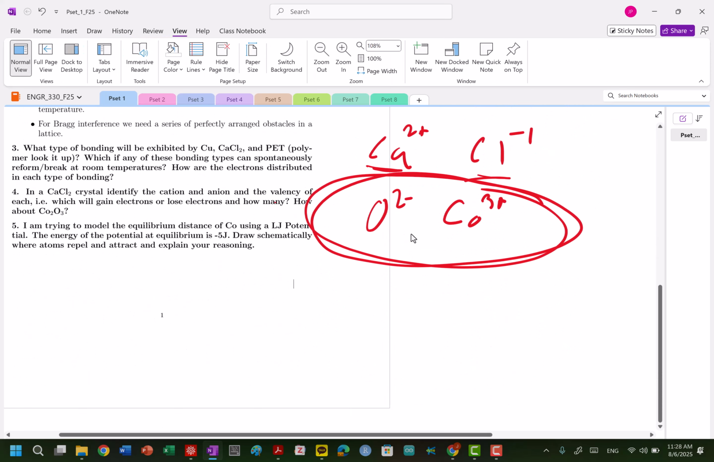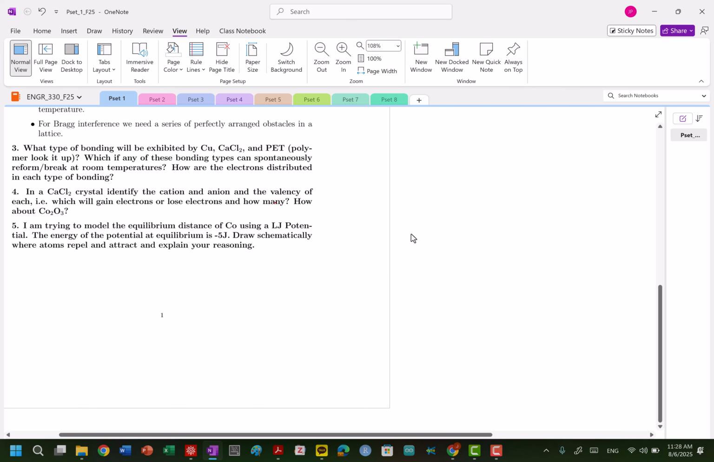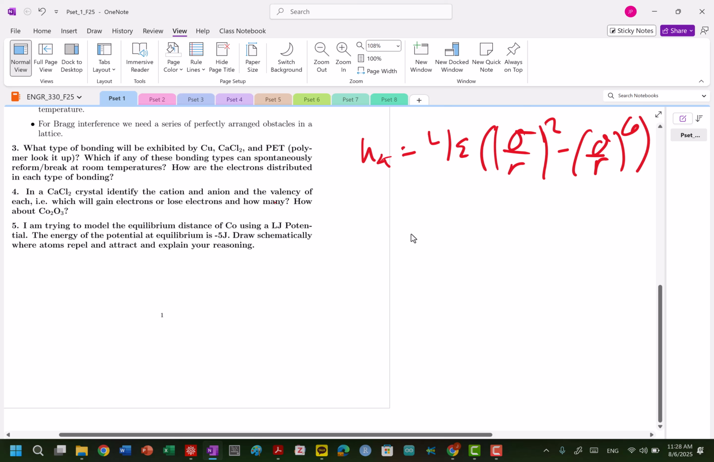Excellent. So finally, I'm trying to model the equilibrium distance of cobalt using the Lennard-Jones potential. We know that equation, and we're going to utilize that in order to solve this problem right here. So we know U_LJ is equal to 4 epsilon times (sigma over R)^12 minus (sigma over R)^6. So we're given this. We're investigating cobalt.